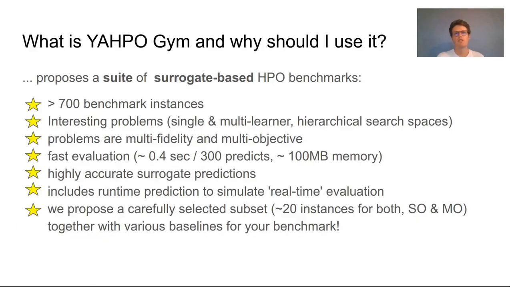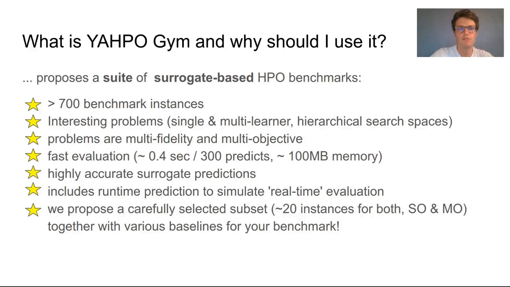So what is YAHPO and why should I use it? YAHPO proposes a suite of surrogate-based HPO benchmarks. All in all, it has around 700 benchmark instances. It includes many interesting problems, such as single and multi-learner search spaces, as well as hierarchical but also continuous search spaces. All problems in YAHPO are multi-objective and multi-fidelity. This means they can be evaluated at varying fidelity steps and all have multiple objectives that can be evaluated.